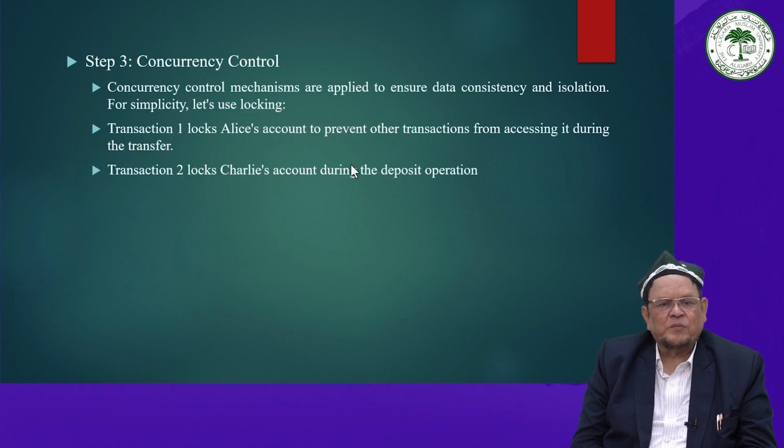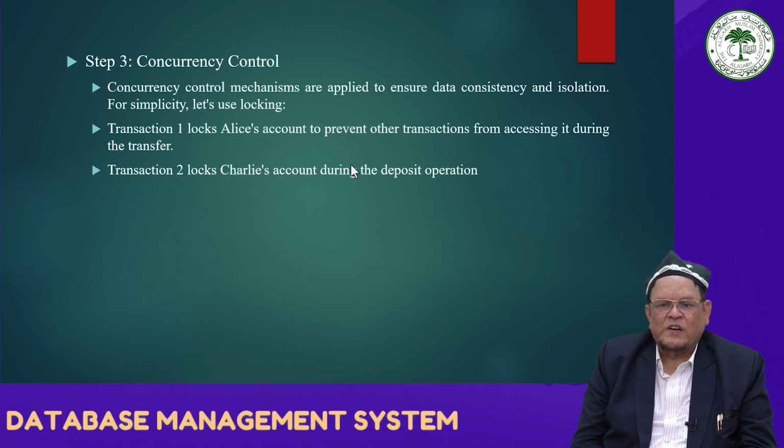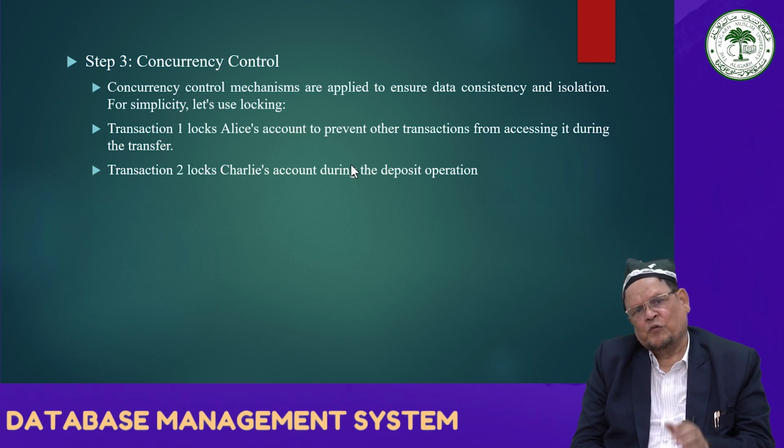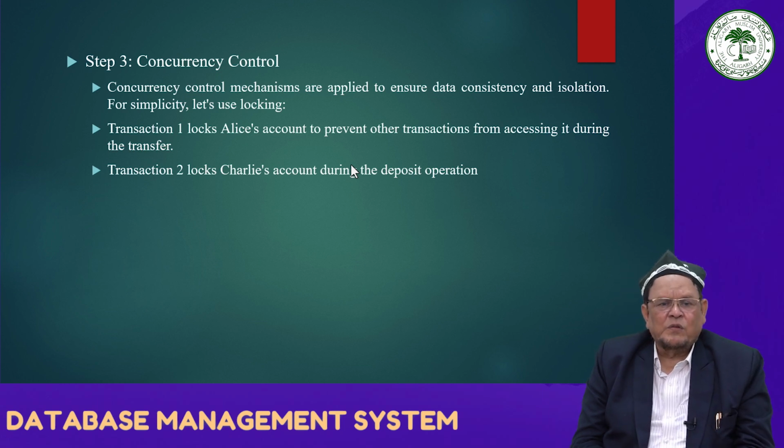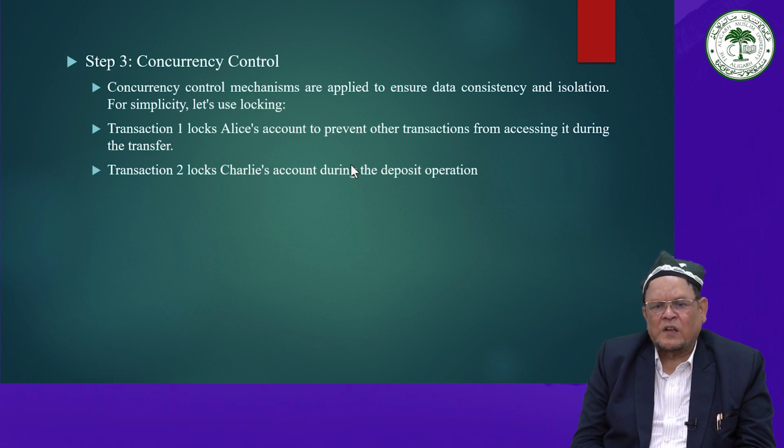The third step, concurrency control. In concurrency control, mechanisms are applied to ensure data consistency and isolation. For simplicity, let's use locking. If one transaction is executed, then after that the next will start. Transaction 1 locks Alice's account to prevent other transactions from accessing it during the transfer.